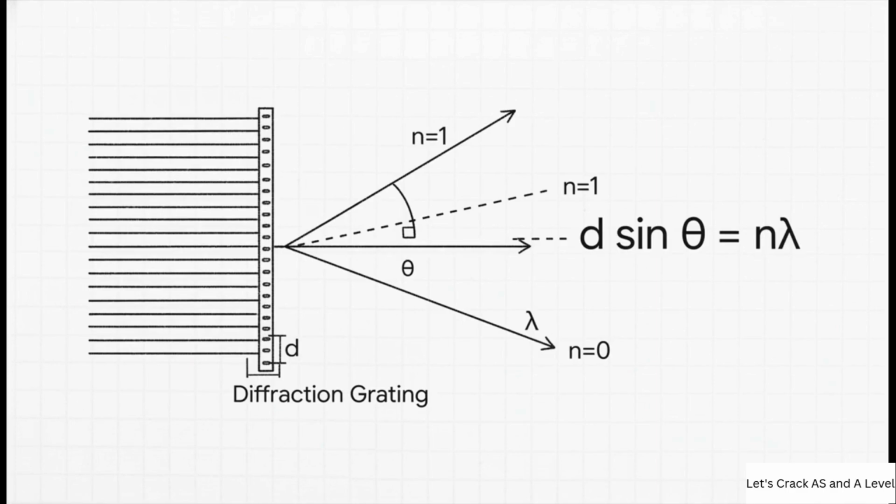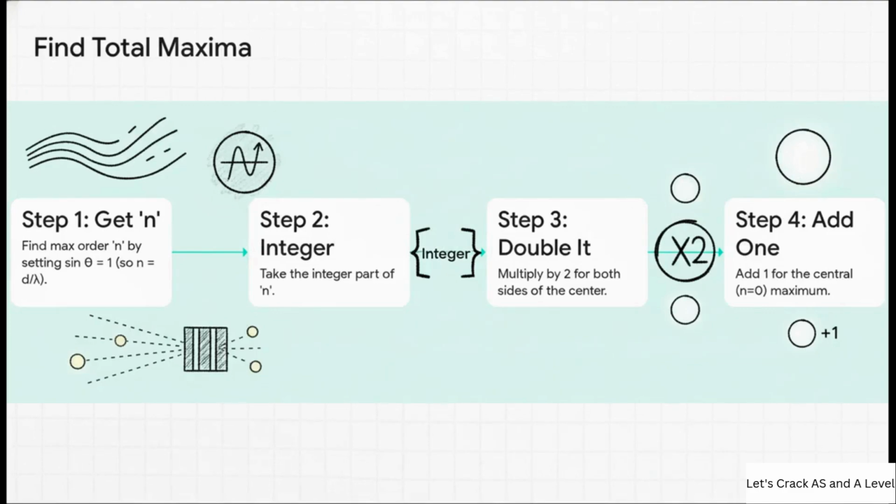Next up, the diffraction grating. The formula here is d sine theta equals n lambda. D is the grating spacing, theta is the angle of diffraction, n is the order number, like the first or second bright spot, and lambda, of course, is the wavelength. Now here is a calculation hack that comes up all the time, finding the total number of bright spots, or maxima, that you can see.